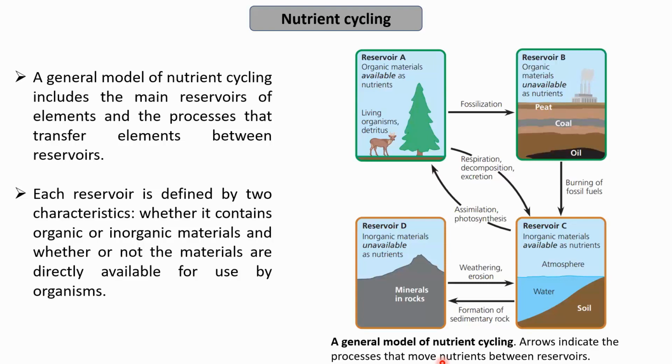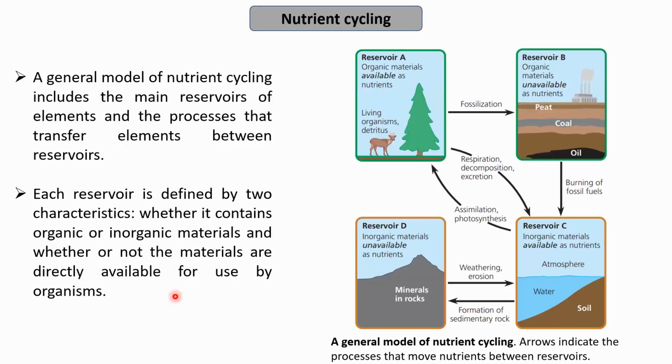A general model of nutrient cycling includes the main reservoirs of elements and the processes that transfer the elements between these reservoirs. For example, in this figure, we can see that the processes are represented on the arrows, and there are 4 different types of reservoirs. Each reservoir, for example reservoir A, is defined by 2 characteristics. First is whether it contains organic or inorganic materials, and whether or not the materials are directly available for use by the organisms.